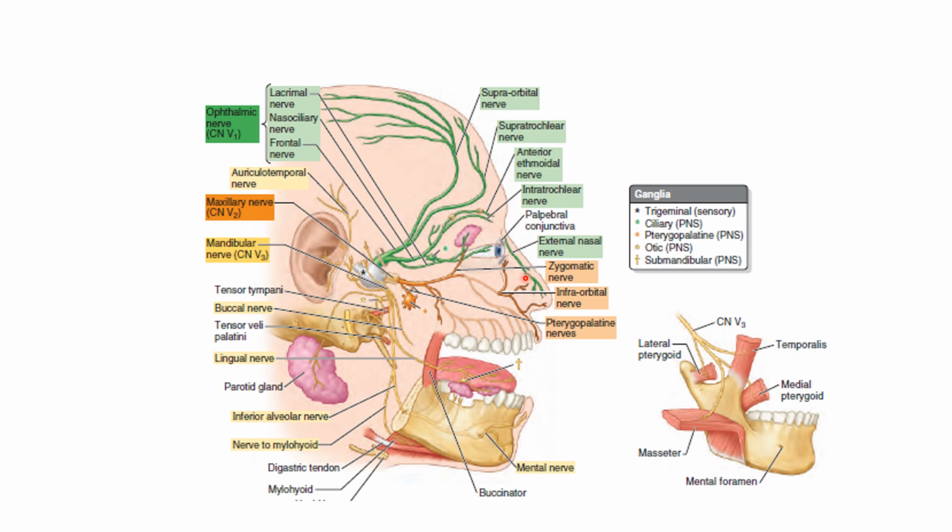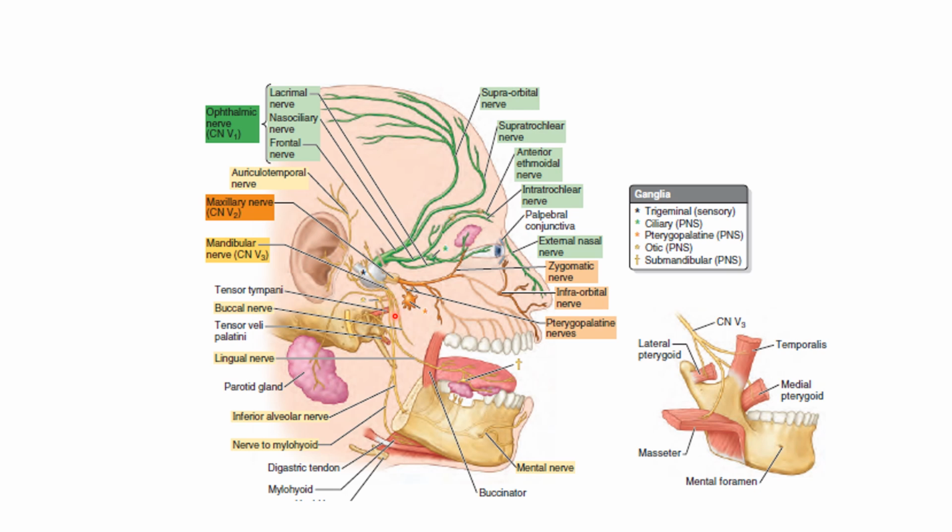So let us see the mandibular nerve. Because it is a branch of the fifth cranial nerve, this is the inferior and the largest division of the trigeminal nerve. It is a mixed nerve because it carries sensory fibers as well as motor fibers.